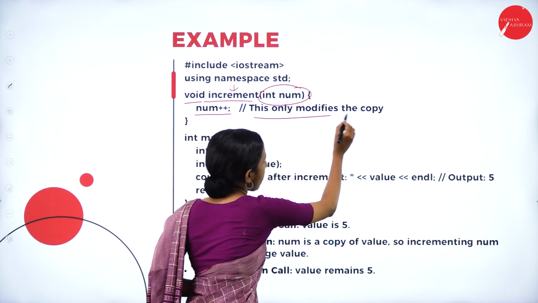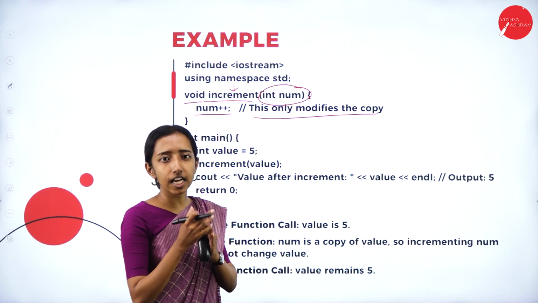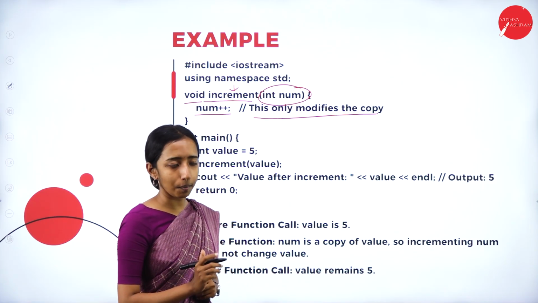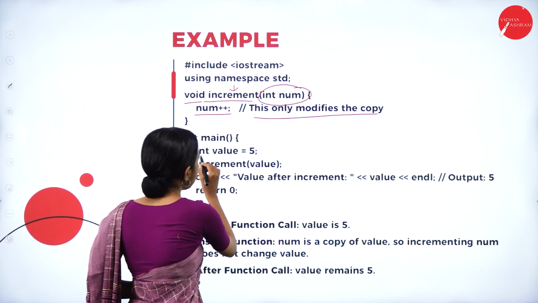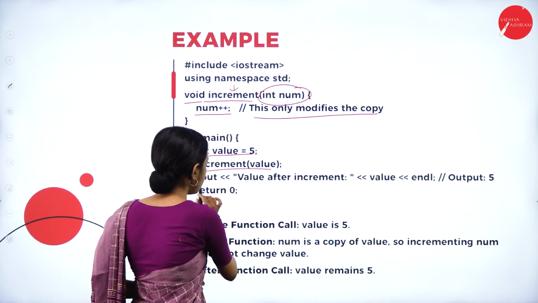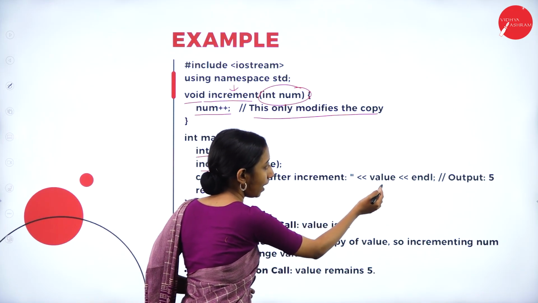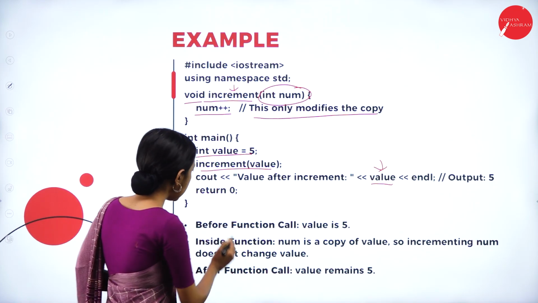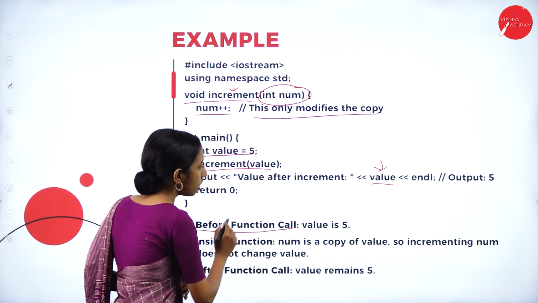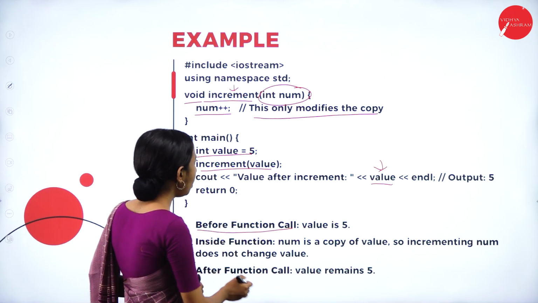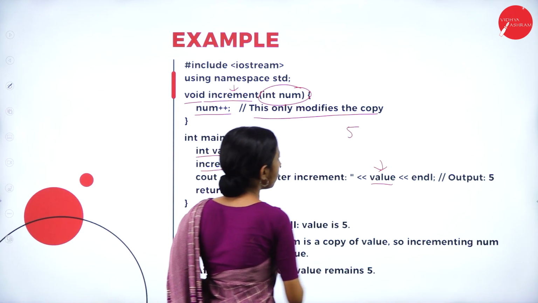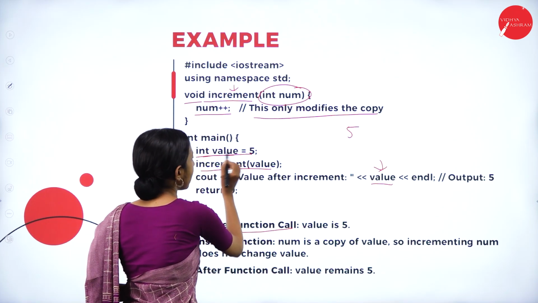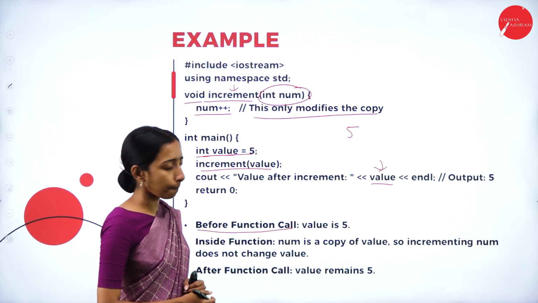This only modifies the copy. Call by value only modifies the copy of the actual argument. So let us see: int main, int value = 5, increment value, cout value after increment, and we are passing the value, return 0. Here we have the value before the function call. Before the function call, the value is 5. Why? Because we have taken int value equals 5.